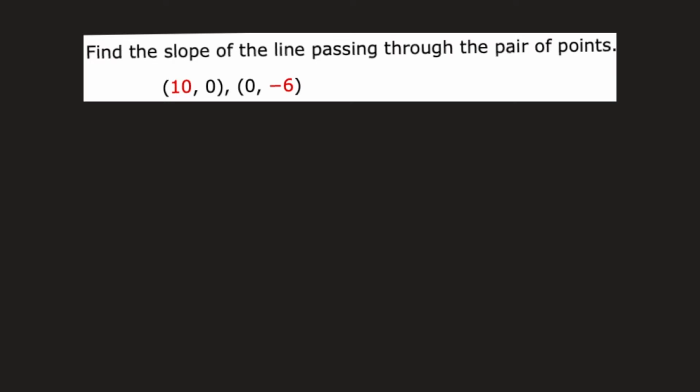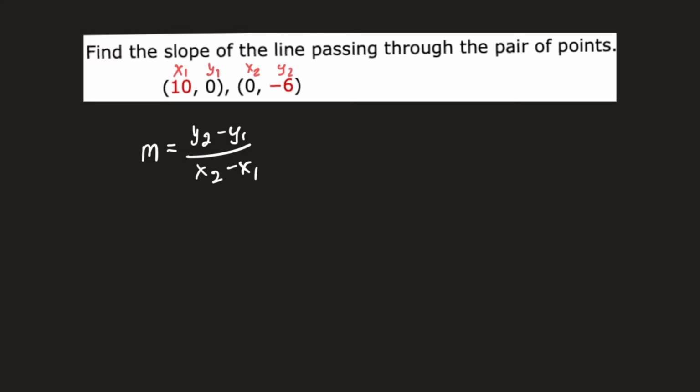In this first question, we have to find the slope of the line passing through the pair of 2 points. You may recall that the slope of a line is found using the following formula: M, which is slope, is y2 minus y1 over x2 minus x1. Now we're going to identify our points. It doesn't matter which one you choose as your first point and which as your second, it's all the same. But we're just going to call this my x1, y1, and my x2, y2.